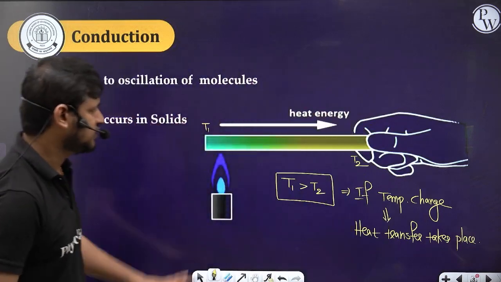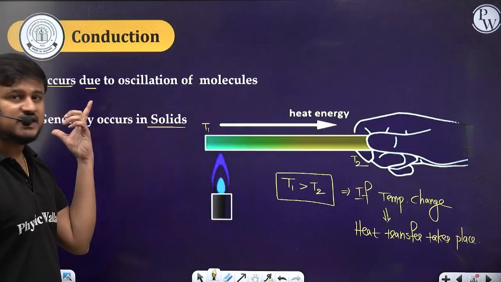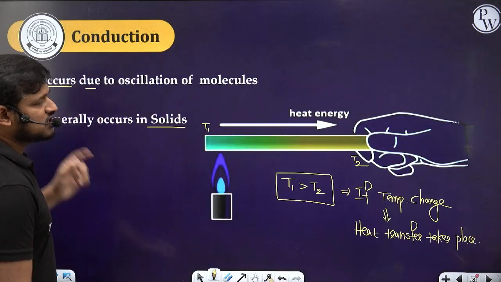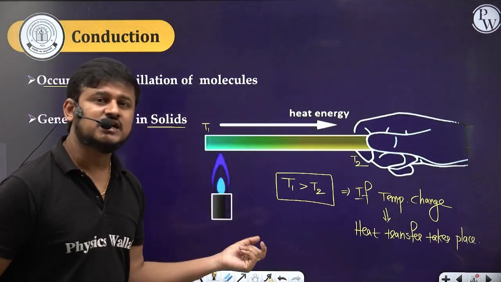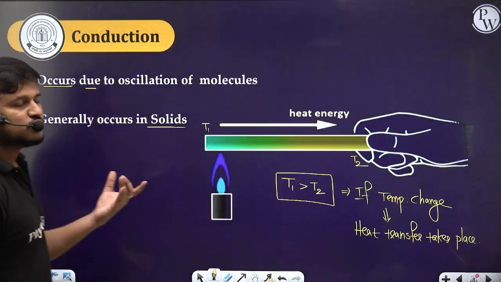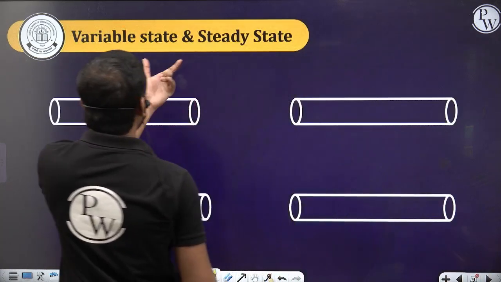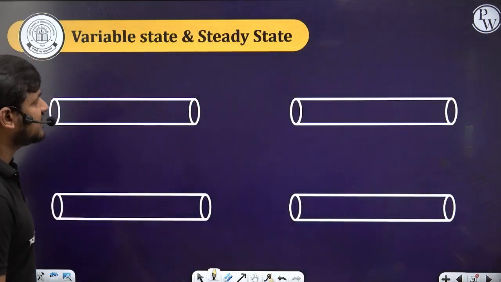Basics. Chalo. So now it generally occurs in the solids, right? This heat transfer can be steady state or unsteady state. Okay, first we will understand what is the steady state of heat transfer, and what is the variable state of heat transfer?